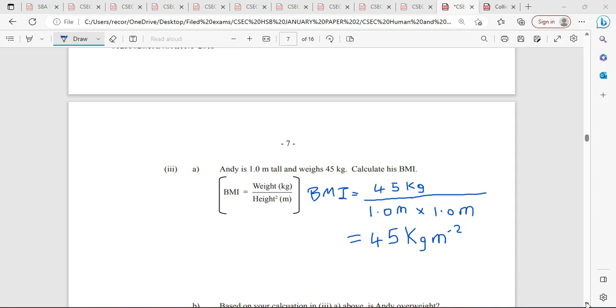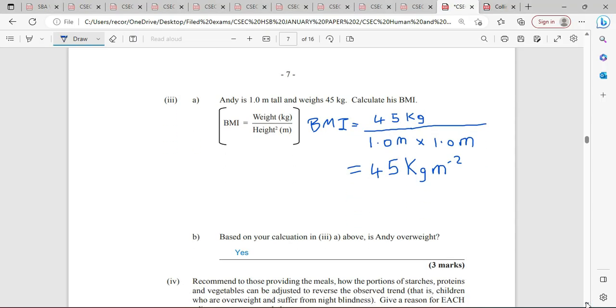It means that you are going to write it out as you're seeing it on screen. You are going to do the division. Of course, you could use your calculator. And then you are going to produce the answer with the correct unit as is on screen. So, 45 kilogram per meter square. That is 45 kg/m², or if we don't use a slash, we could use the -2.